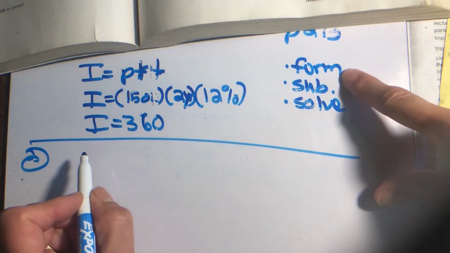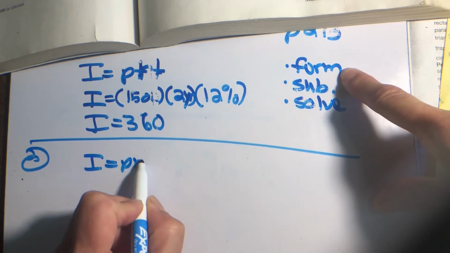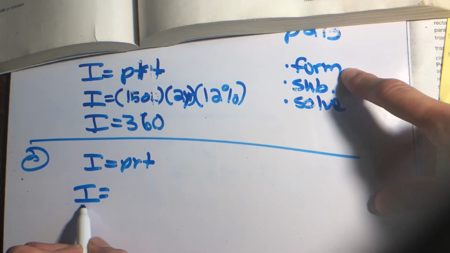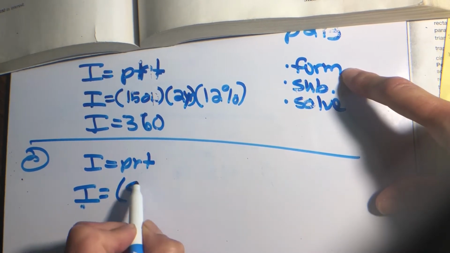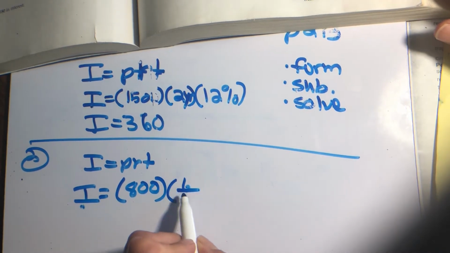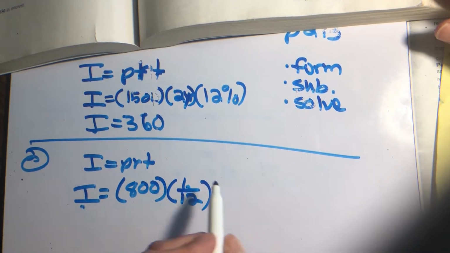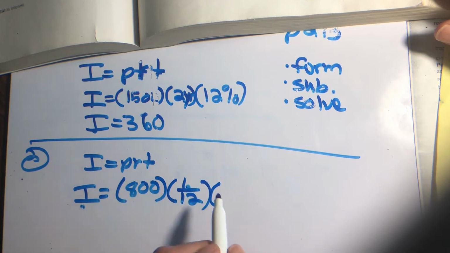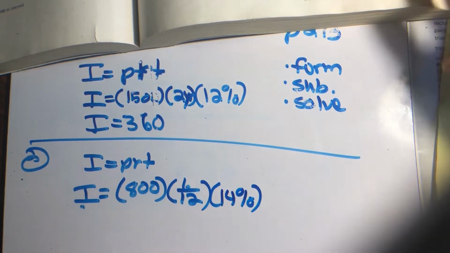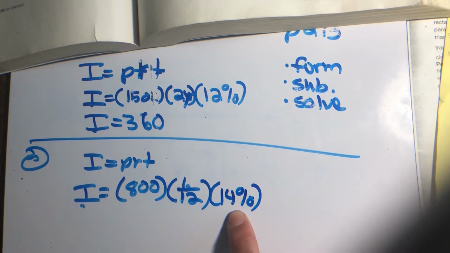So we're going to follow our steps. Write the formula, I equals PRT. We are looking for interest, so I stays in the formula. We have an amount that we're borrowing for $800. We borrow it for 6 months, so that's 6 over 12. And the rate is 14%. And so we keep that percent sign or put it as a fraction or change it to a decimal.